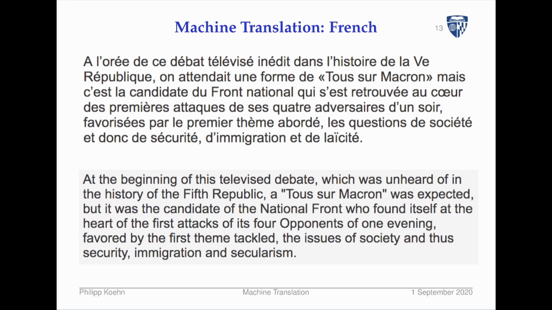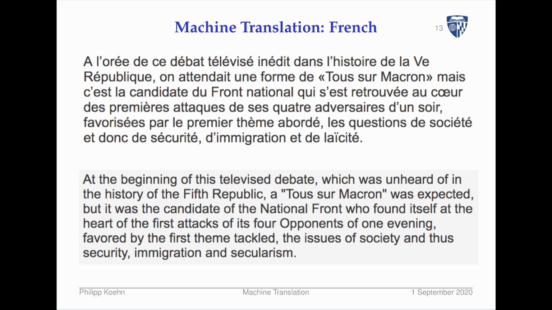So here the translation reads as, at the beginning of this televised debate, which was unheard of in the history of the Fifth Republic, a two-solo Macron was expected, but it was the candidate of the National Front who found itself at the heart of the first attacks of its four opponents of one evening, favored by the first theme tackled, the issue of society and thus security, immigration, and secularism.